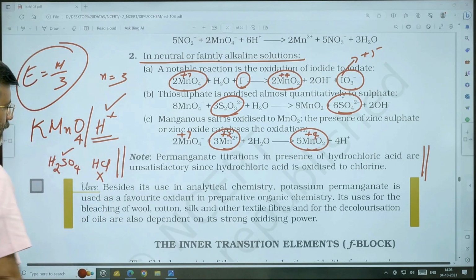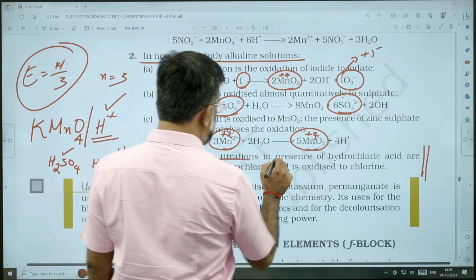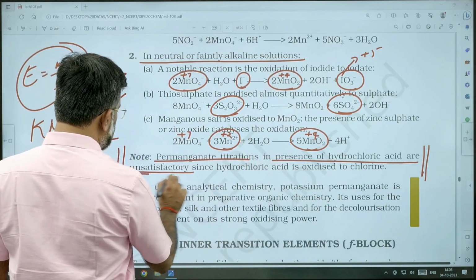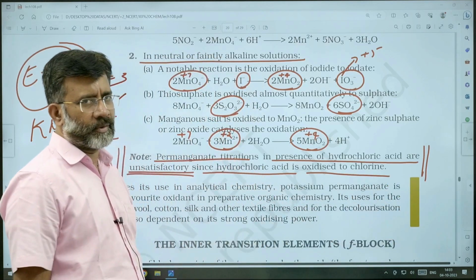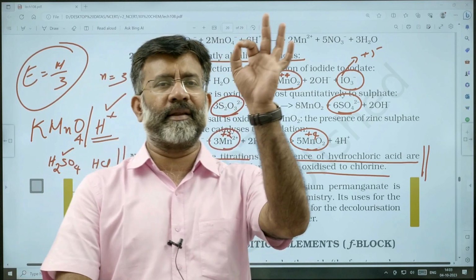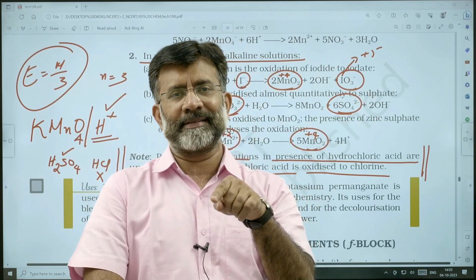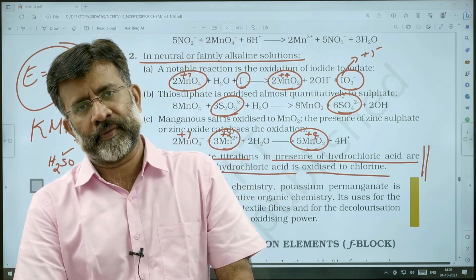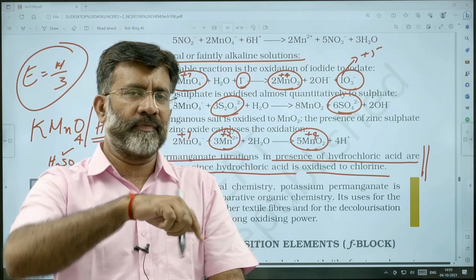Why can HCl not be used? Permanganometric titrations in the presence of hydrochloric acid are unsatisfactory, since hydrochloric acid is oxidized to chlorine. Hydrochloric acid will definitely help you maintain the pH, no doubt. But the problem is hydrochloric acid contains Cl-. It is a reducing acid, and the Cl- from hydrochloric acid will interfere in the reaction.